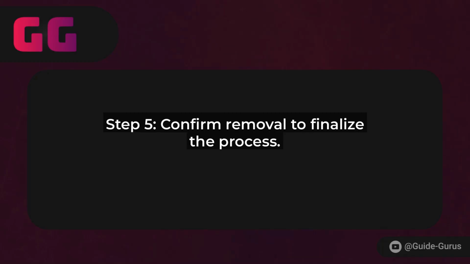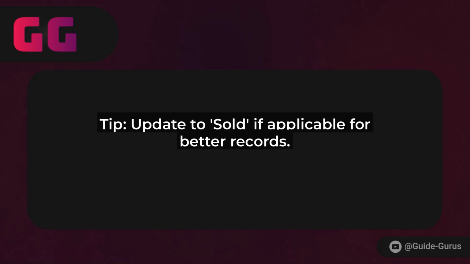In 2025, Zillow might have updated their interface, so if it's not exactly where I described, check for a Remove from Market or similar button. Confirm your action when prompted. Zillow will likely ask you to verify. This is to prevent accidental removals. Once confirmed, your listing should be taken down within minutes.